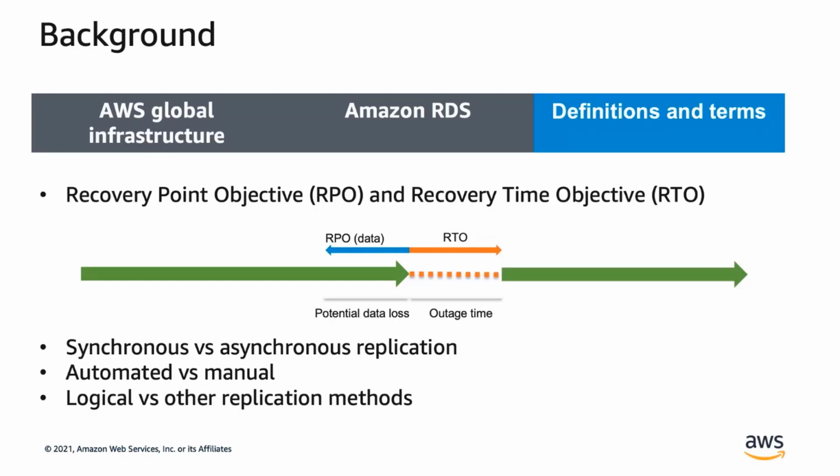Additionally, in RDS, we have automatic failovers from primary to secondary servers, as well as the capability to do manual failovers. And finally, physical versus logical replication.